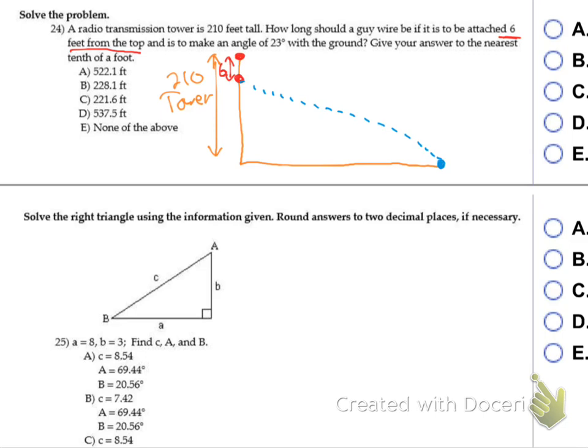So then how far is this? 204. Yeah, 204, because you take away 6. Is that good? That's a lot of the battles, getting that picture right. Good. And so then they're saying 23 degrees, and what do they want? How long should the wire be? So they want x, the wire. They want to know the length of the wire.